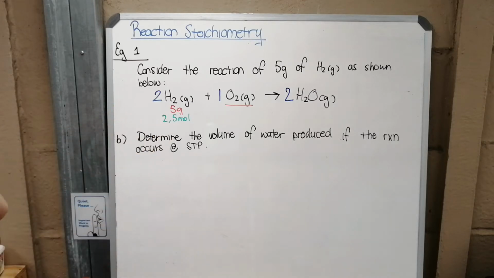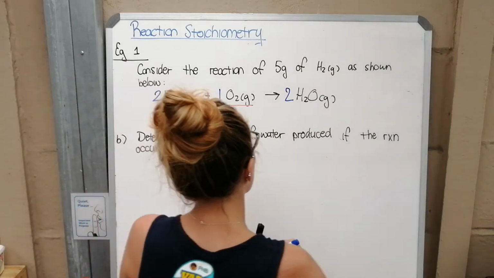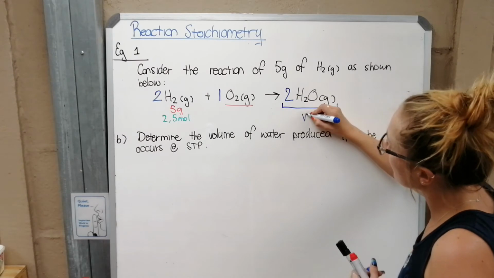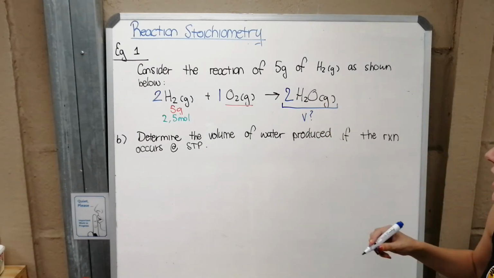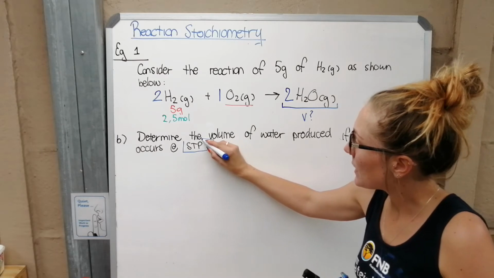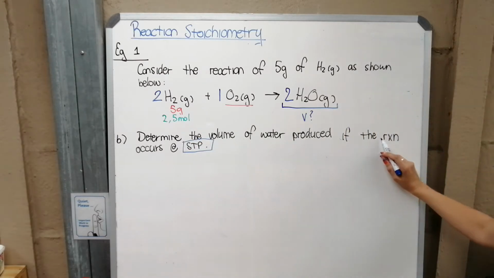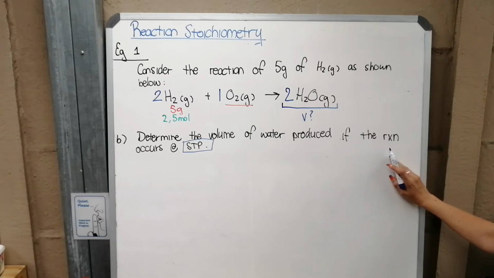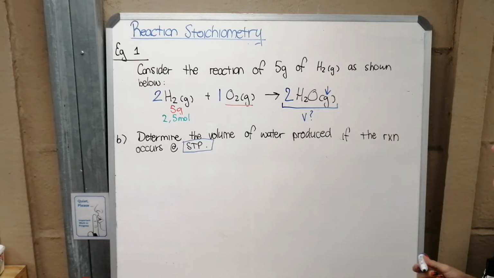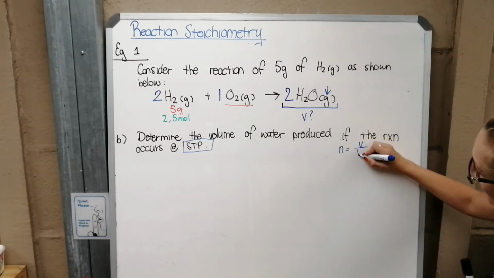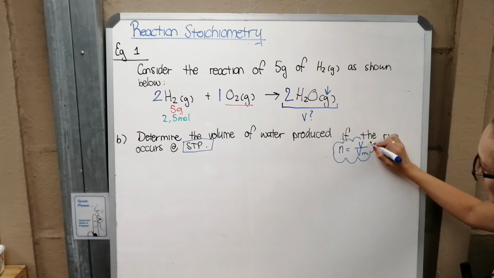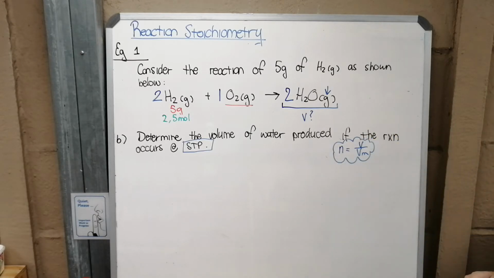Now question B is to determine the volume of water produced if the reaction occurs at STP. So we're interested now in water, and we want to know the volume of water produced. And they tell us that we've got a reaction at STP, but they don't tell us that it's a gas. So now we've got to think, can we use the gas at STP formula? We need to know that it's a gas at STP in order to use that. But look here, they've given us the state of matter. It is a gas at STP. So I'm just going to write here immediately that I can use this formula. Okay, I might not need to, but I know I can use it because it's a gas at STP.